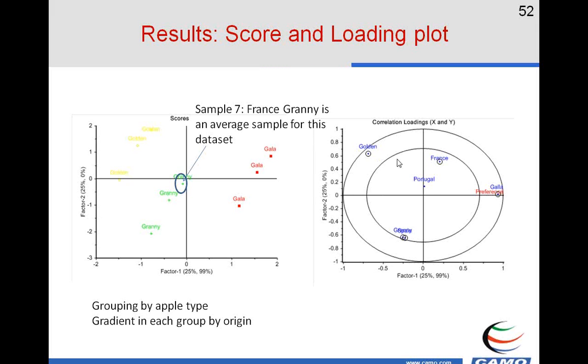Also, I can look at the loading plot and see that all the variables that are circled are the ones that are significant. There is a stability test that is performed, and they are stable. Here we have almost all the levels that are significant except Portugal. Here I can also make another grouping. I can group by countries, so by origin, and I can see that there is a gradient in each of the clusters. So we have a gradient with Spain, Portugal, France, this way.